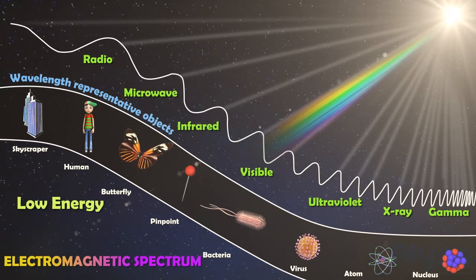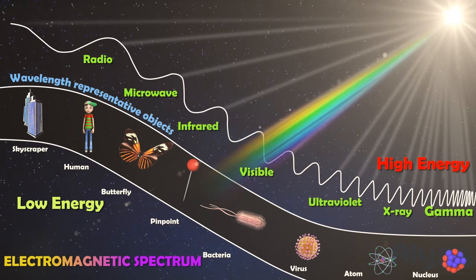Then infrared, which has wavelength size approximately pinpoint, and ultraviolet, X-rays and gamma rays, which are the other end of the spectrum and have very small wavelengths. They have high energy. And near the middle of the spectrum is visible light. The wavelength size of visible light is approximately size of bacteria.